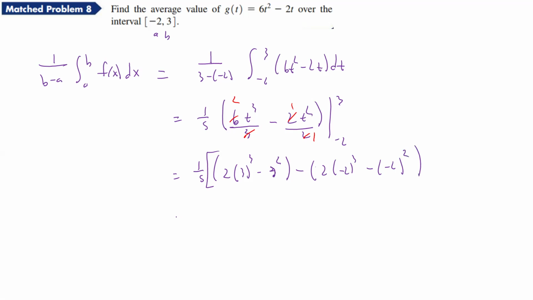And so then, again, we know how to plug all this in our calculator. If we put all that in and use parentheses for brackets, then what we'll get is a nice, even, unlucky number, 13. Okay. So that's going to be our average value over that region for the 6t squared minus 2t. All right, let's pause there and we'll come back for one more.